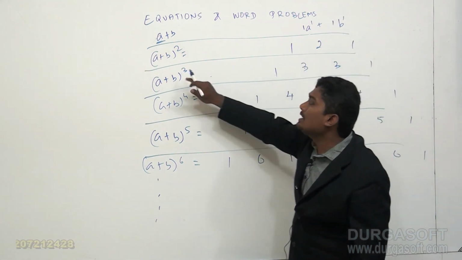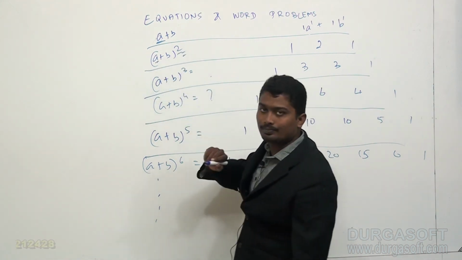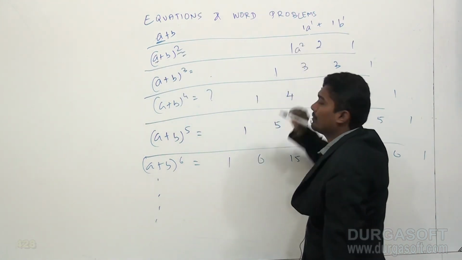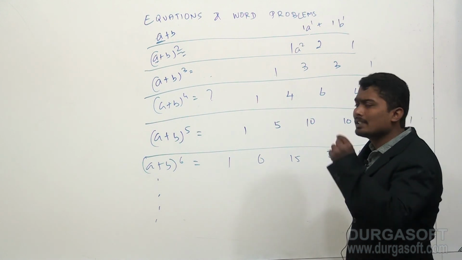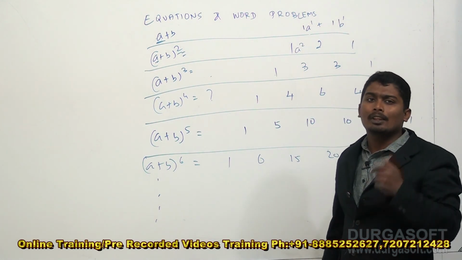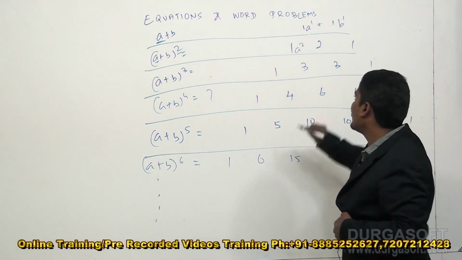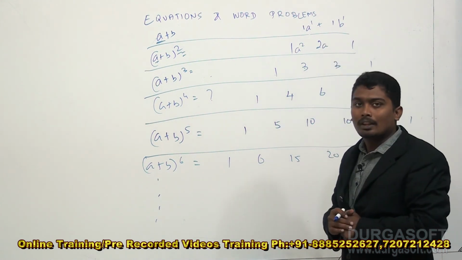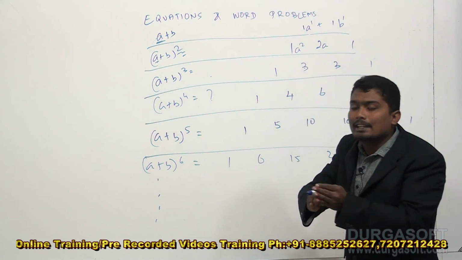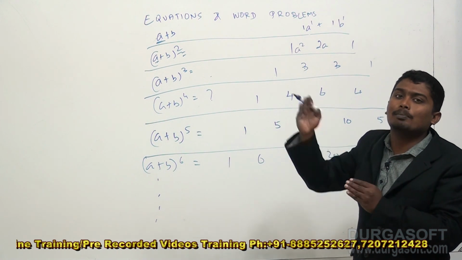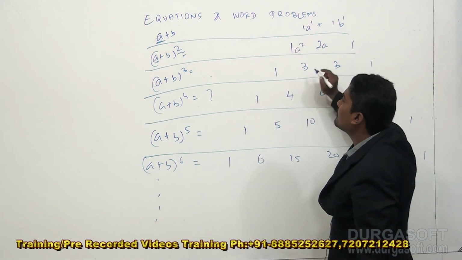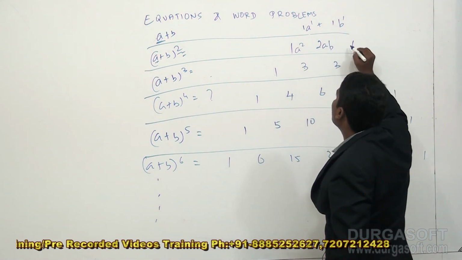Here the highest power of a will be a square. So a square. The next step is I will decrease the power of a, so a square will become a power 1, so a. Again there was no b here, I will increase the power of b. So when I increase the power of b, it will become b power 1.